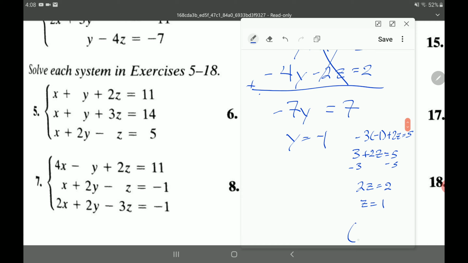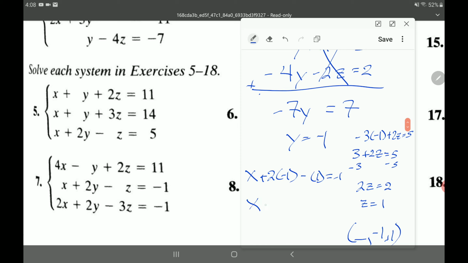So again, we don't know x. We know it's 2, but technically, we don't know it. We have -1 and 1. Okay, so we're going to plug these back in. Let's say we plug it into the middle equation, because x has a coefficient of 1. That makes it easier. So x plus 2 times -1 minus 1 equals -1.